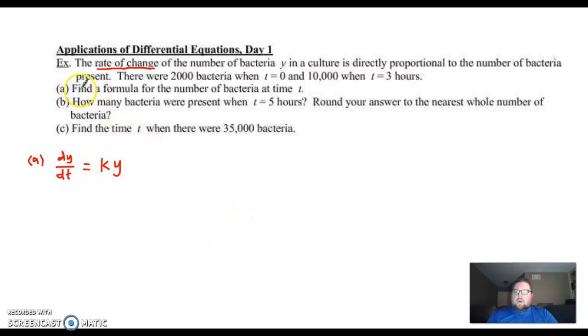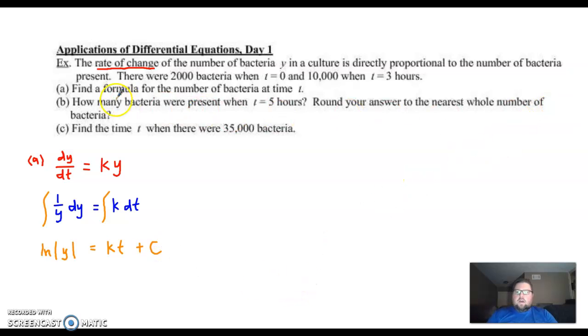All right, so part A is find the formula for the number of bacteria at time t. So we're going to have to solve this equation. So we're going to separate our variables. So we're dividing by y, 1 over y dy, and we're multiplying by dt, so k times dt. All right, we're going to integrate this on both sides. Since we have a y to the first power in the denominator, that's going to become a natural log of the absolute value of y. And then over here, we just have a constant, so we're just going to tack on the variable there, kt, and then we're going to add our constant of integration as well.